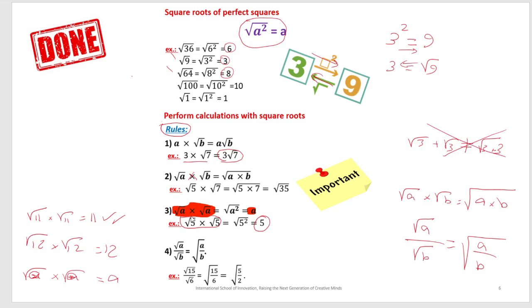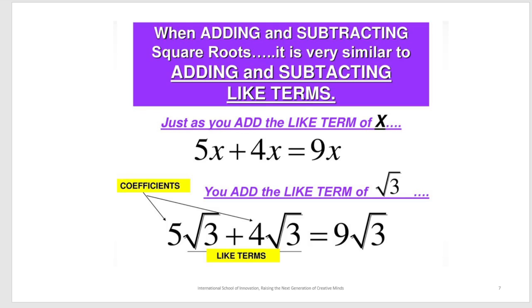We just apply when we have multiply and divide. Okay, but let's start now the new idea. So be careful when adding and subtracting square roots. Okay, it's very similar to adding and subtracting like terms.